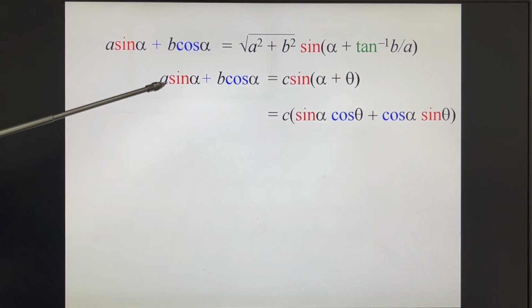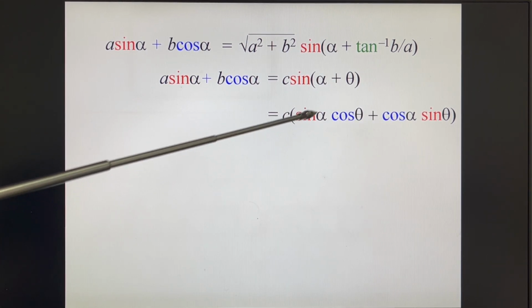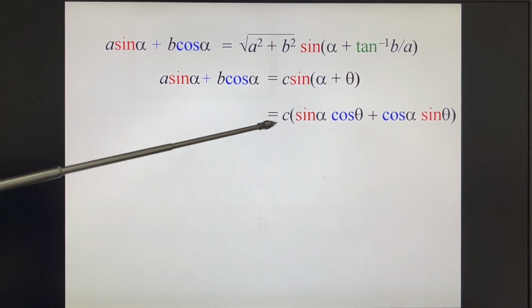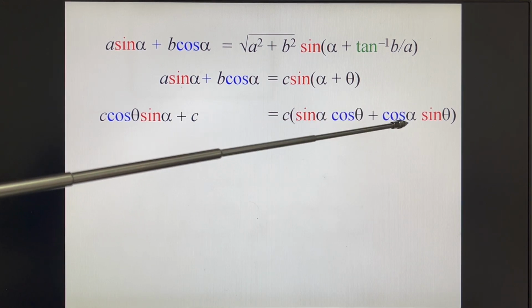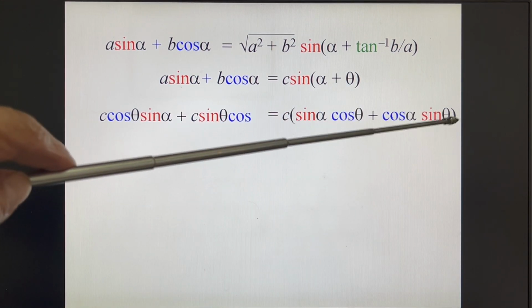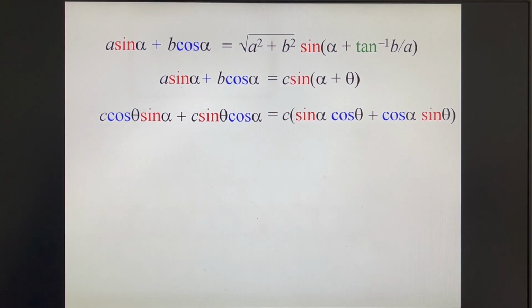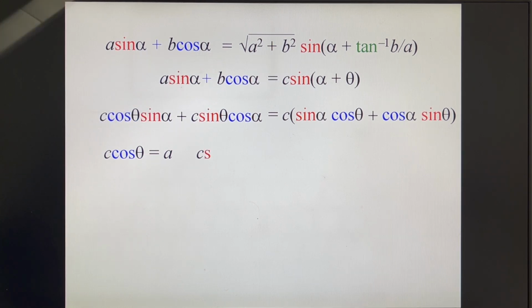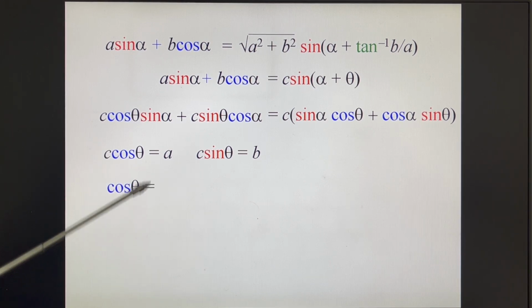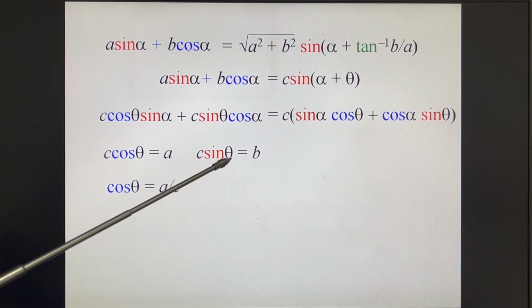In order to compare with this one, I rewrite this one. C sine alpha cosine theta, I write C cosine theta sine alpha. C cosine alpha sine theta, I write C sine theta cosine alpha. Then if we compare to the top, the coefficient in front of sine alpha should be the same. So we get C cosine theta equal to A. The same thing, C sine theta equal to B. If I rewrite this, cosine theta equal to A over C, sine theta equal to B over C.